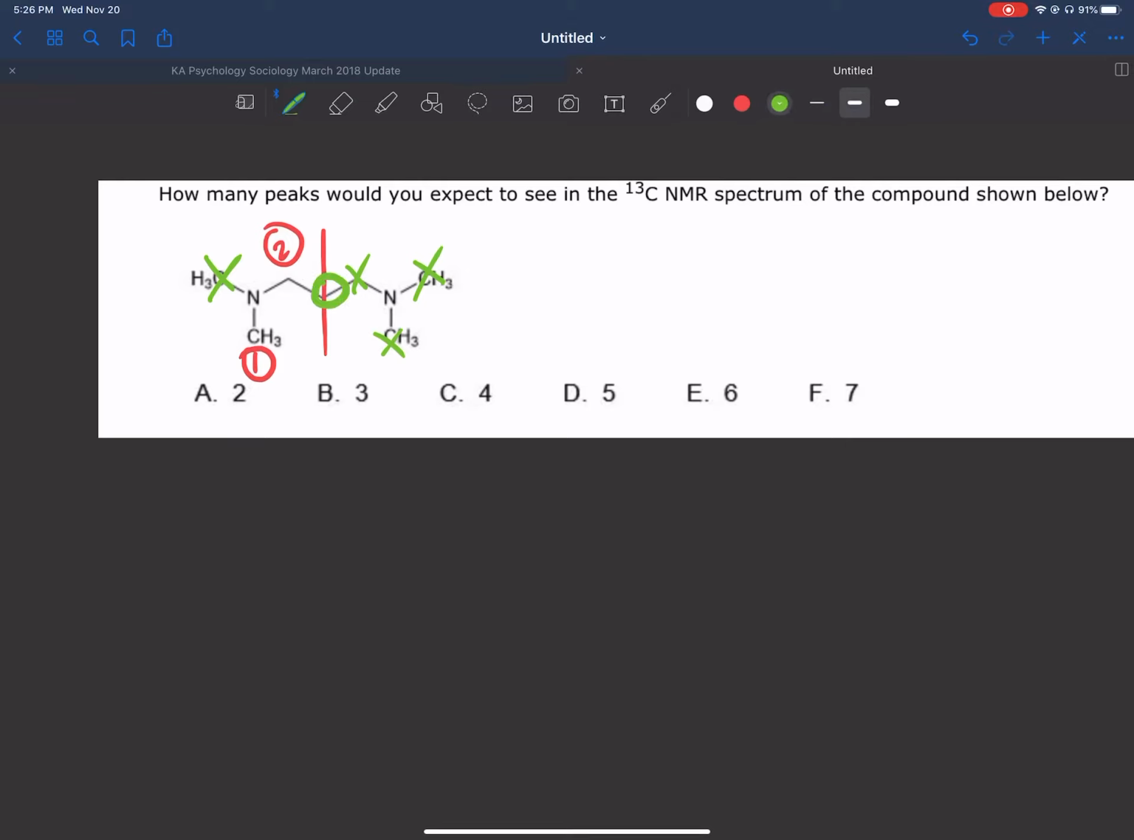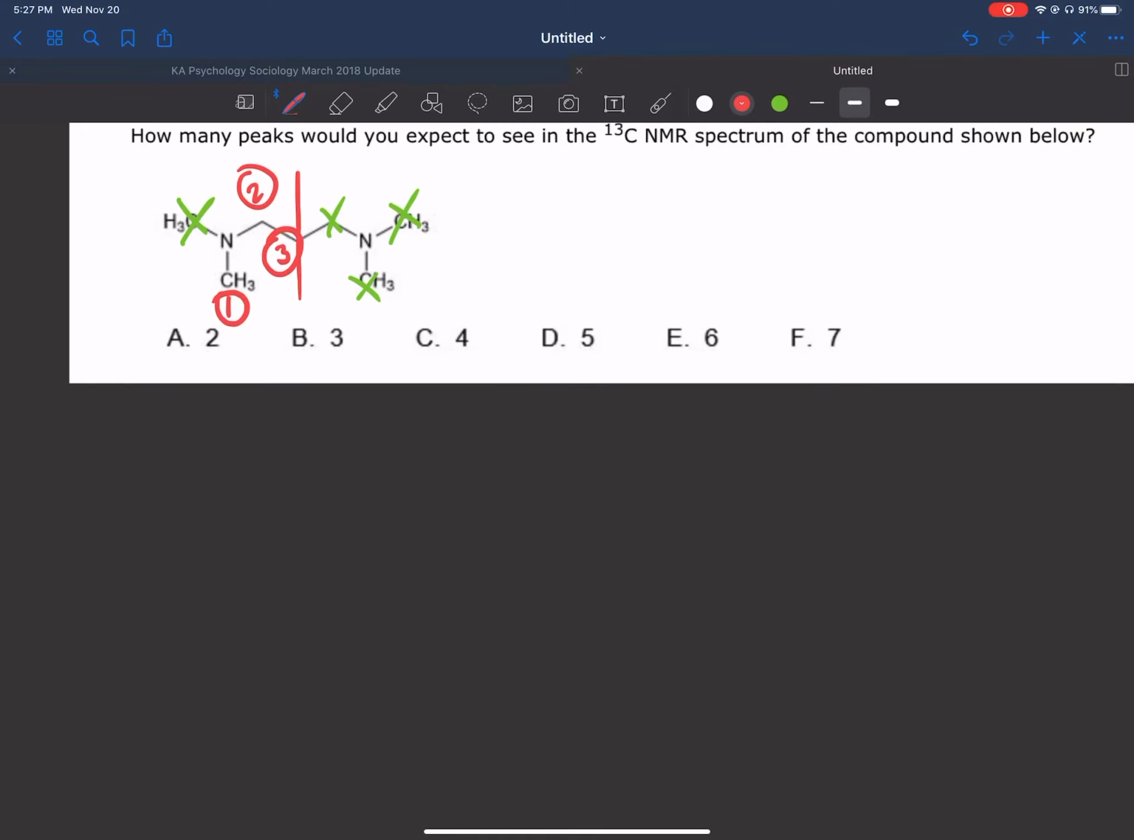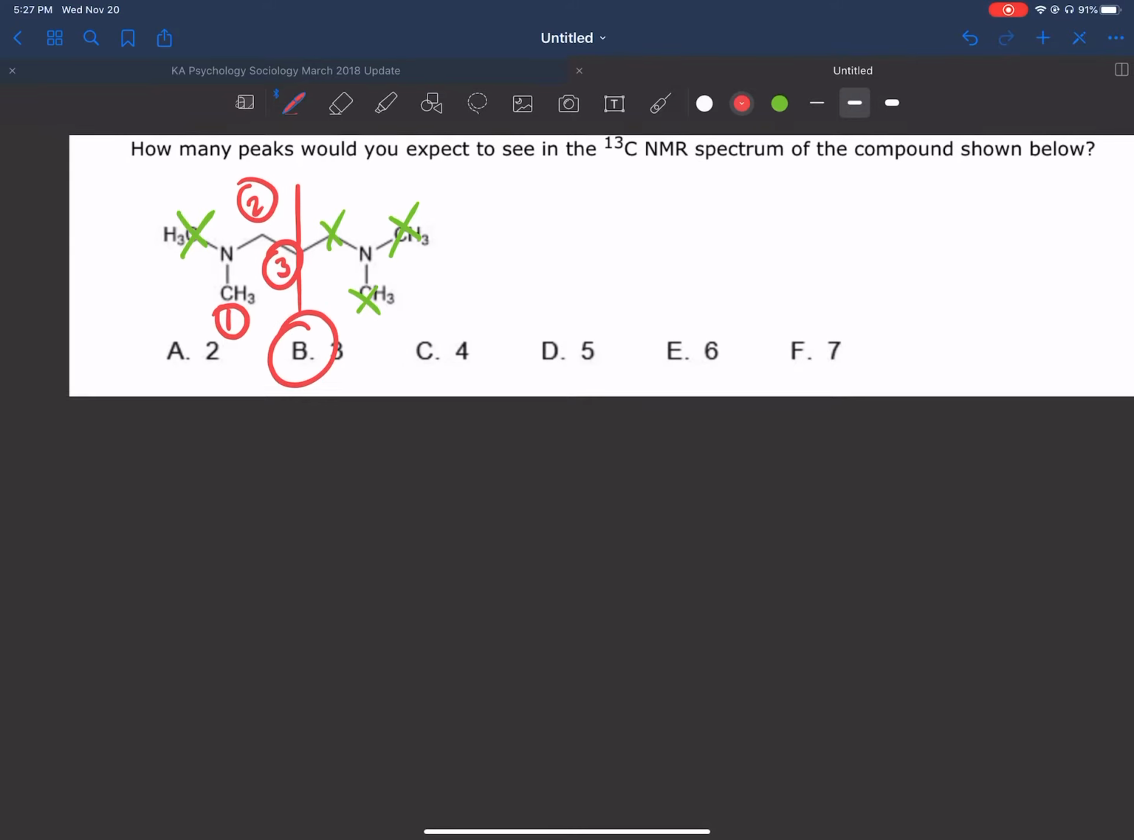And now we're going to just look at that carbon, right? There is no other carbon like that. And so we can say that that is also a unique carbon. All right? So we have 3 unique carbons. And so in your C-NMR, you're going to get 3. All right? You're going to get 3 peaks.